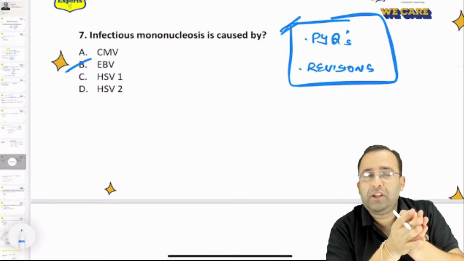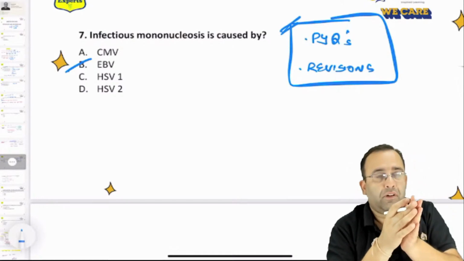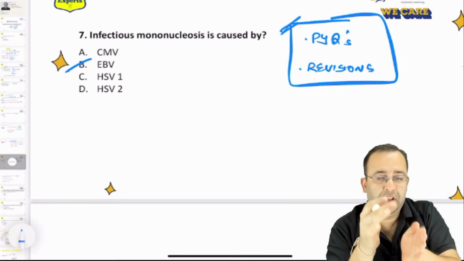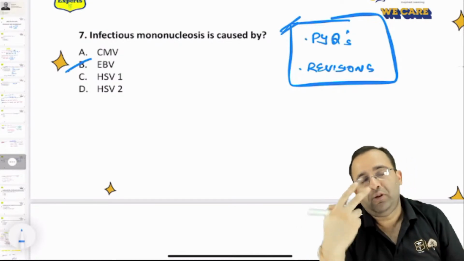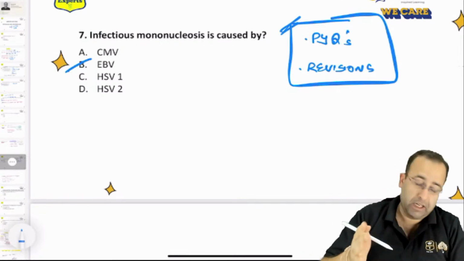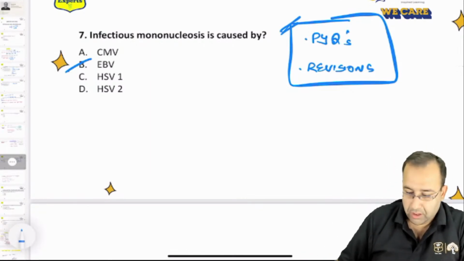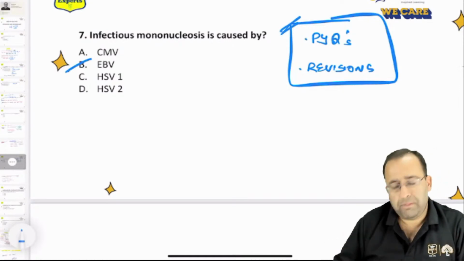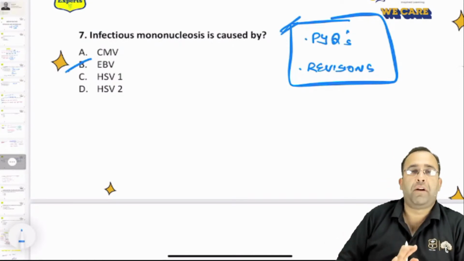We will be finishing the syllabus maximum by first week of September. After that, between September and your NEET PG exam, 2 revisions. Do this and you will be 100% passing the exam and getting a government clinical seat, no doubt about it. So infectious mononucleosis, a repeat PYQ associated with Epstein-Barr virus.